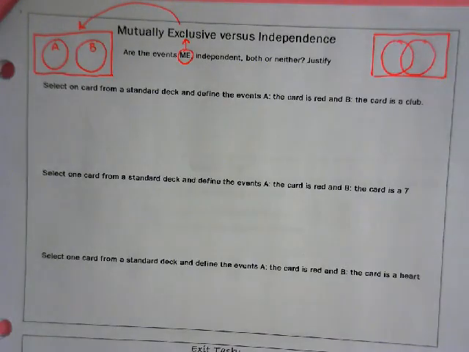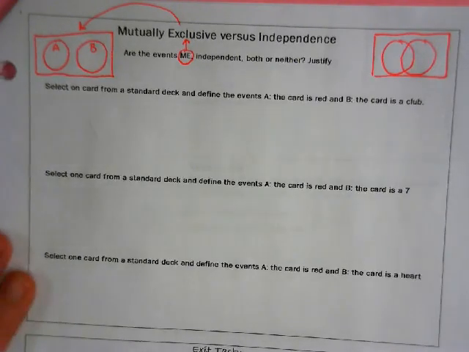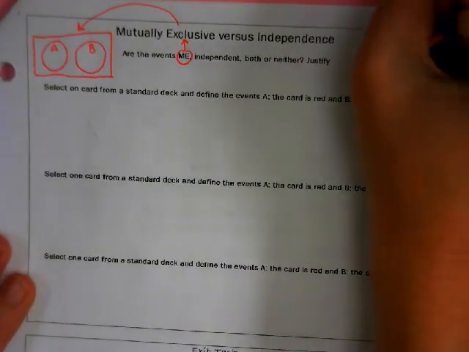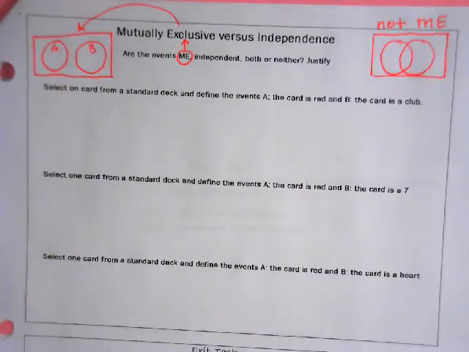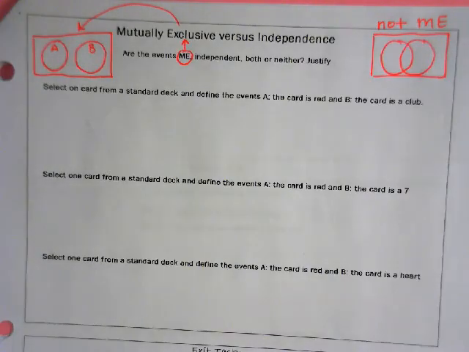Now, kids tend to get mutually exclusive and independence mixed up. So we're going to look at some events and figure out mutually exclusive, independent, both, or neither. And I'm using cards again because I love cards.